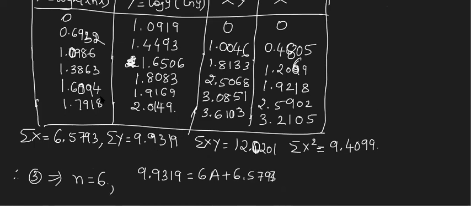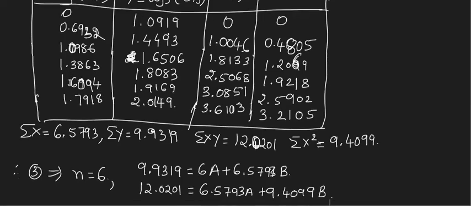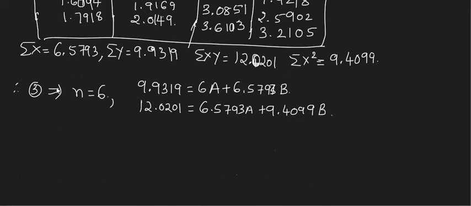6.5793 into B. And the second equation is summation xy, 12.0201, is equal to summation x, 6.5793 A plus 9.4099 B. All of you learn how to use the calculator, else it is very difficult to end up with the answer.